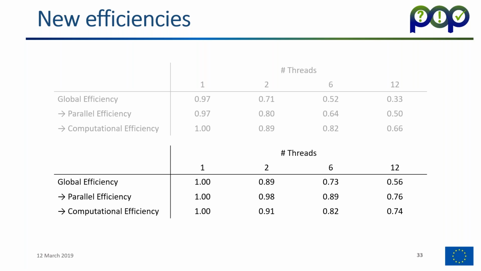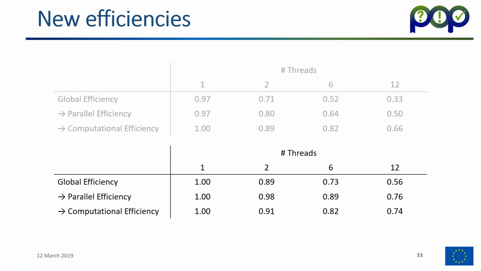So we've boosted both the parallel efficiency, by increasing the amount of parallelism that's actually happening in the code, and also the computational efficiency, particularly on 12 threads, by changing the CPU frequency governor. So those metrics have shown an improvement.